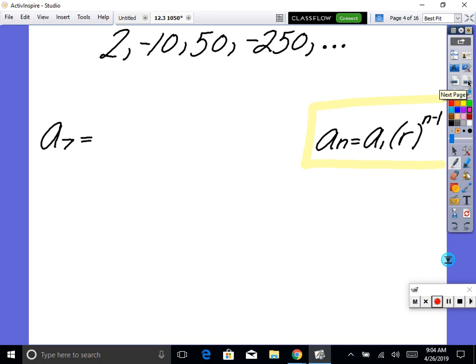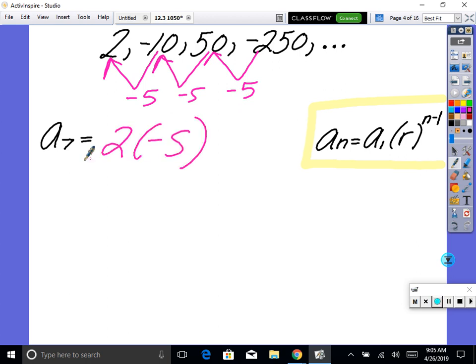Okay, let's do this one. Once again, it's still not hard enough for you to write down. It says find a sub 7. So you say this is geometric, because what's our common ratio? This divided by this, divided by this, divided by this. Isn't that all -5? So we're timesing by -5 each time. So you say a sub 1 is 2, we're timesing by -5, and let's plug directly in.